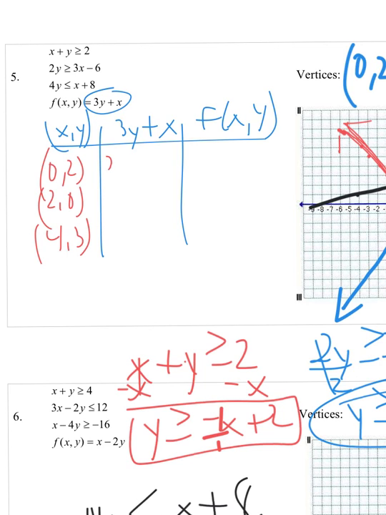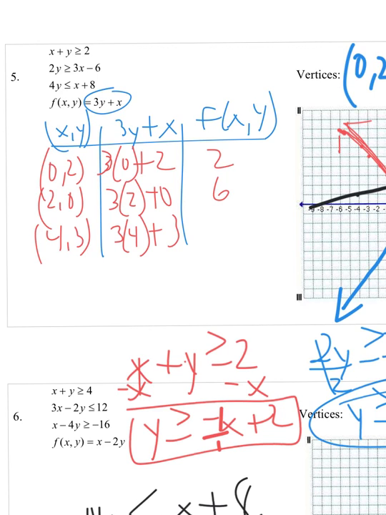Now we're going to go 3 times 0 plus 2, so that's 0 plus 2, that's going to output a 2. In my third column, this one is 3 times 2 plus 0, so that's 6 plus 0, which is 6. Then we're going to go 3 times 4 plus 3, so 12 plus 3, which will be 15.